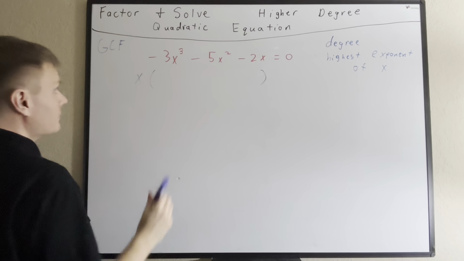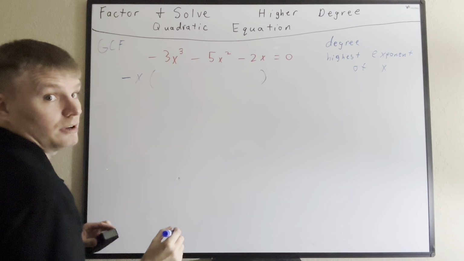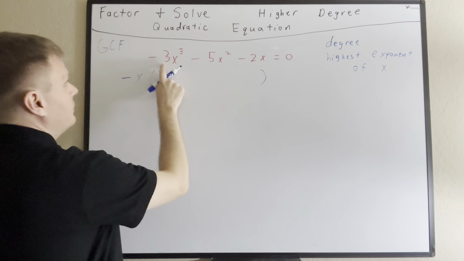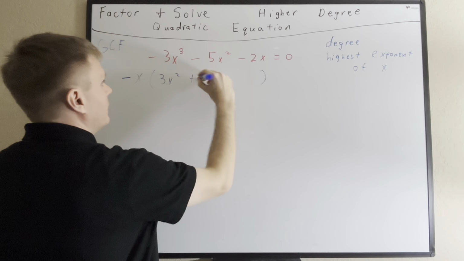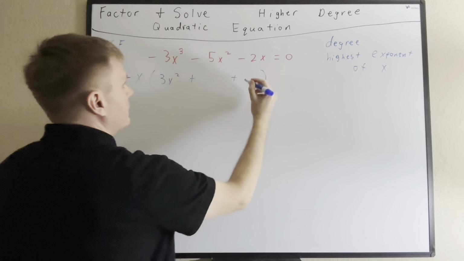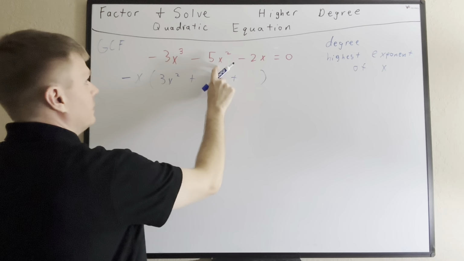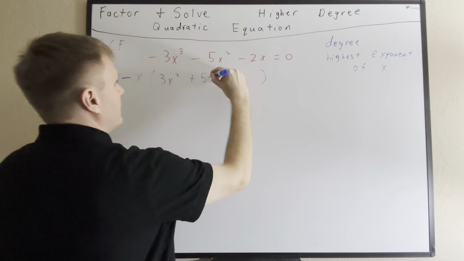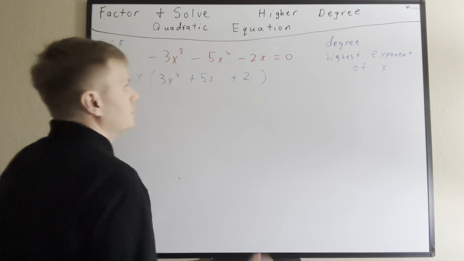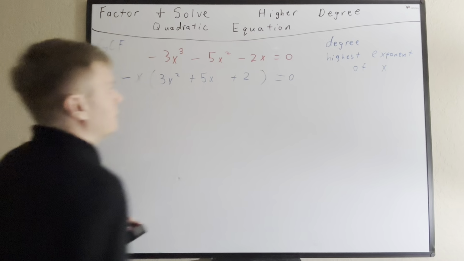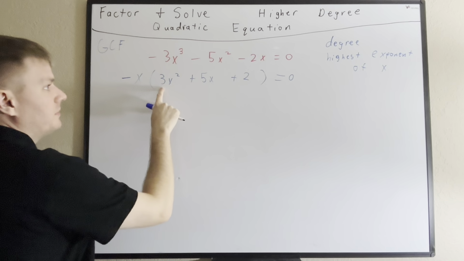Now, I also like to have this first term to be positive, so we're also going to take out a negative 1. So divide everything by negative x, and you're left with 3x squared. All the signs change because we're taking out that negative 1, right? 5x, just 1x left, and 2. With me so far?